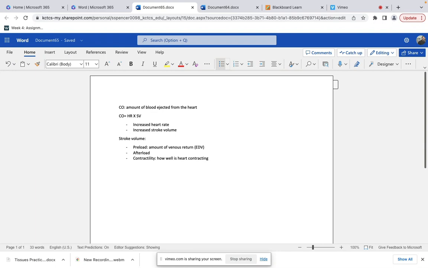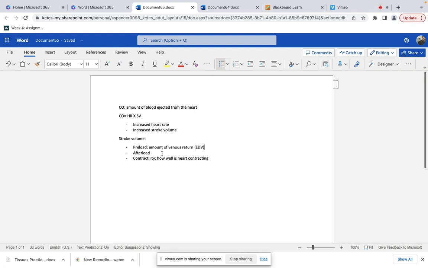And I said that the heart can't pump what it doesn't have. Think about this. The heart cannot pump what it does not have. Therefore, if there is a low amount of venous return or a low amount of end diastolic volume, the stroke volume has to be low because there's not enough blood in the heart to pump out.